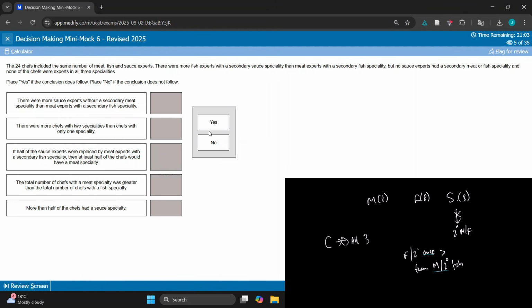So there were more meat sauce experts without a secondary meat specialty. Well, we know that this is automatically wrong because there's no sauce experts with secondary meat specialty. There were more chefs with 2 specialties and chefs with only 1 specialty. And I don't think you can conclude that. There were more chefs with. So if half, I'll come back to that one.